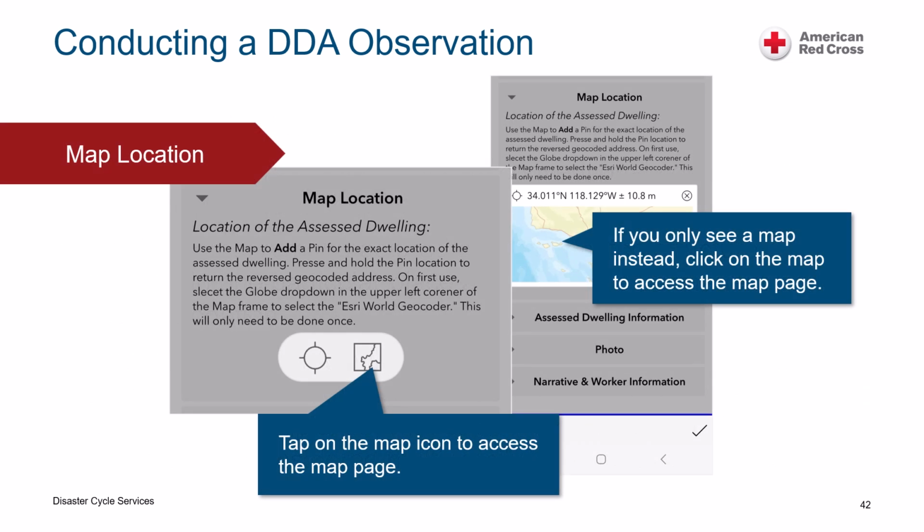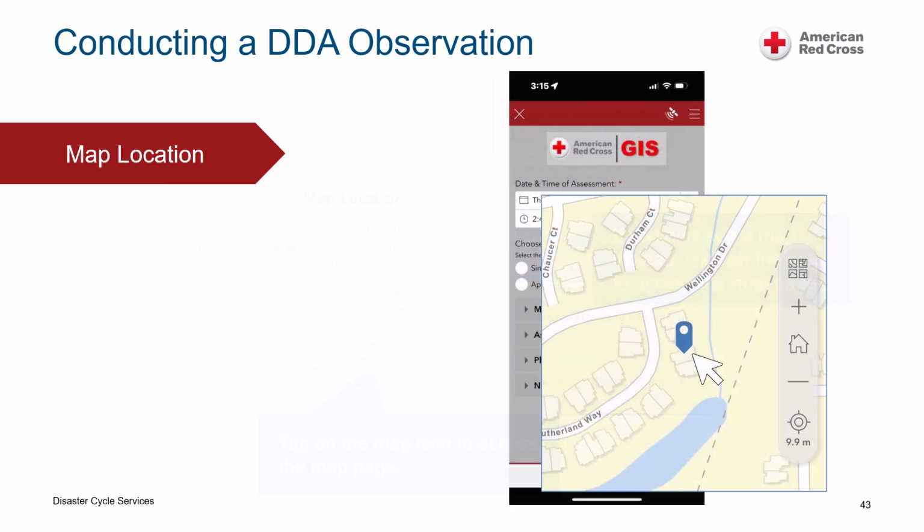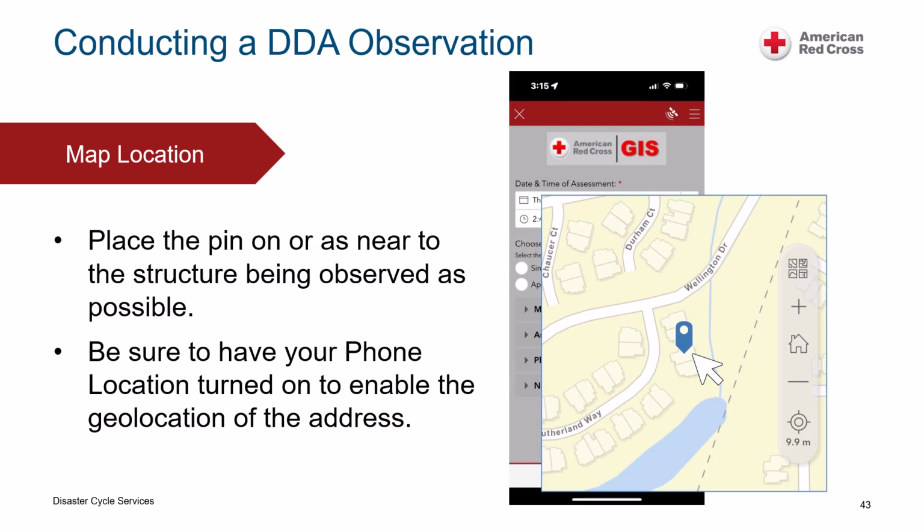Next, click on Map Location to locate the map. Open the map by either tapping on the map icon or clicking on the map image. When the map opens, ensure that the blue pin is placed on the structure you are observing. If you have your phone location enabled and are standing at the correct location, the pin should appear on the correct address. If it does not, move the pin accordingly.